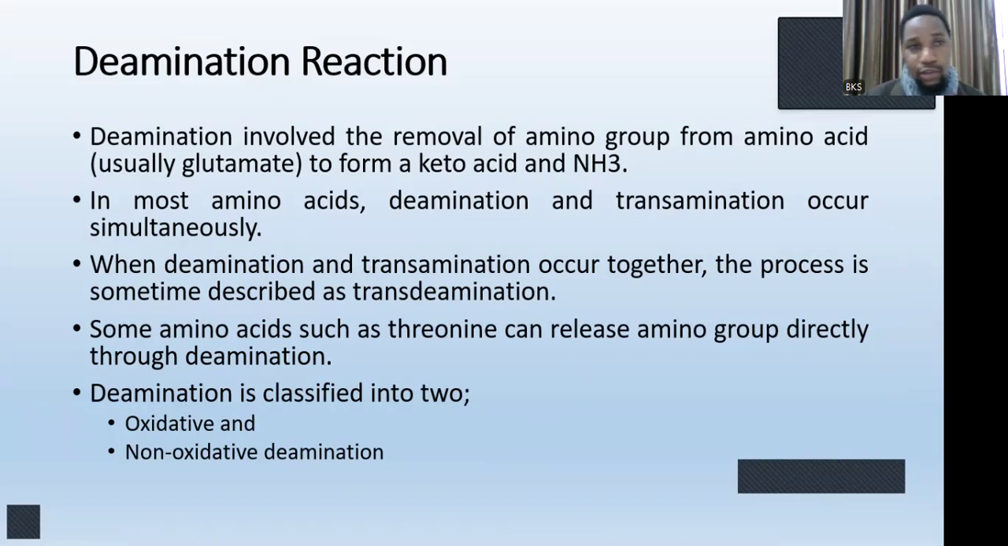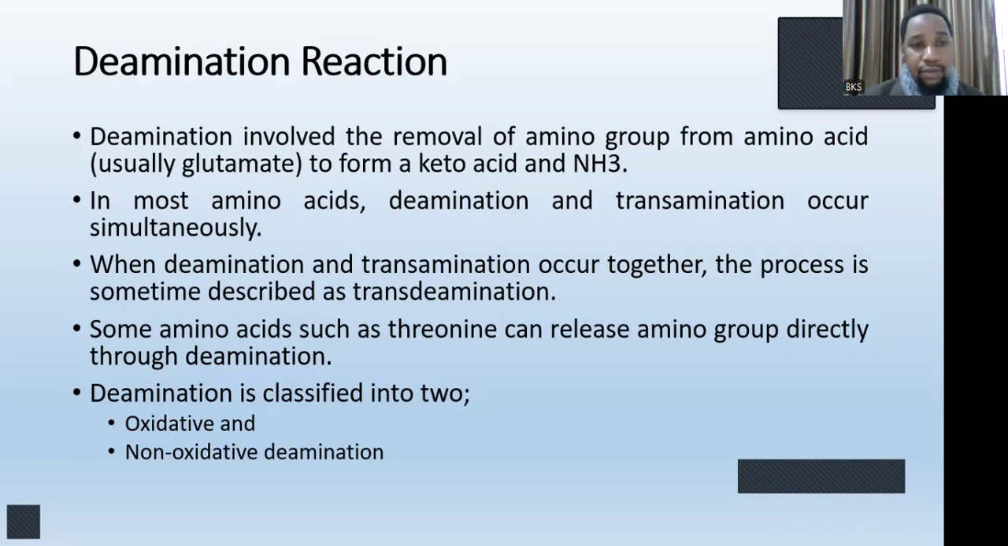So this glutamate will remain in the system, and it can undergo another reaction. Remember, we just mentioned that it can easily undergo the deamination reaction. Of course, some of these amino acids can also go through deamination directly, but this deamination pathway involving glutamate, we said, is the most common one.